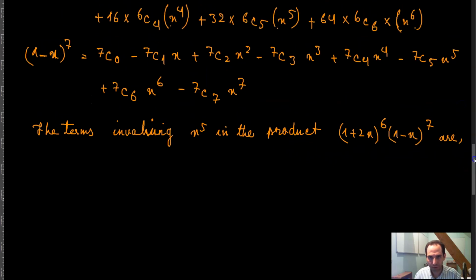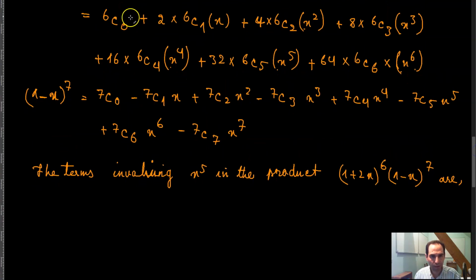So you can take this constant and multiply it by x raised to the power 5. So that is 6 combination 0, which is equal to 1. So I can write this as 1 times x raised to the power 5 here, which is negative 7 combination 5, x raised to the power 5.